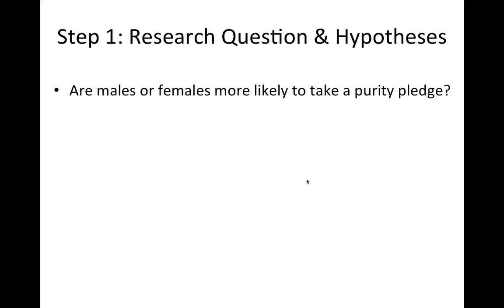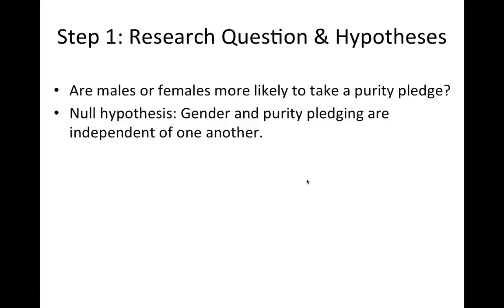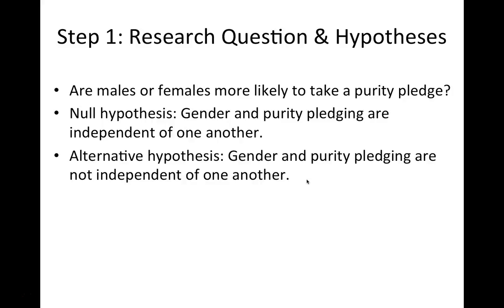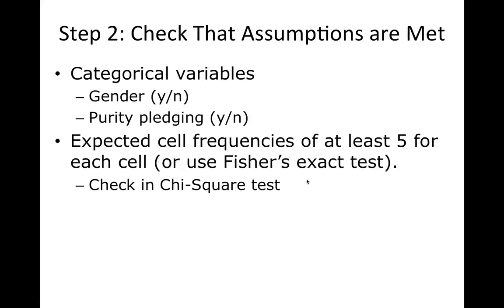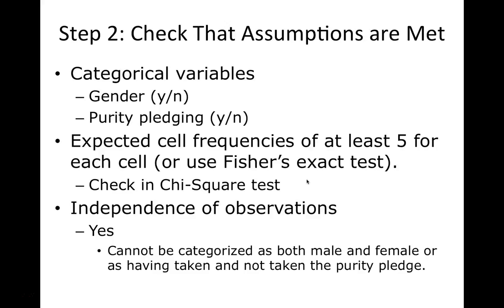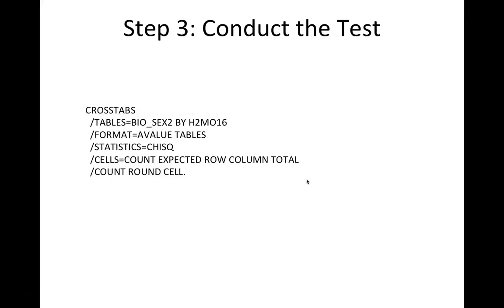So let's run through an example of this in SPSS. We're going to follow this research question of, are males or females more likely to take a purity pledge? Our null hypothesis is that gender and purity pledge are independent of one another. An alternative hypothesis is that gender and purity pledging are not independent of one another, that there is some overlap there. We do have categorical variables. Gender is yes, no. Purity pledging is yes, no. All of our expected cell frequencies are at least 5, but I'll show you how to check this in the chi-square test. And we do have independence of observation. So people can't be categorized as both male or female and as having taken or not taken a purity pledge.